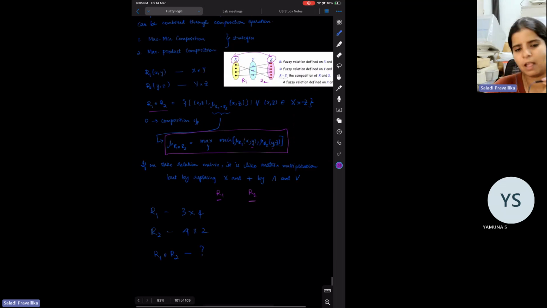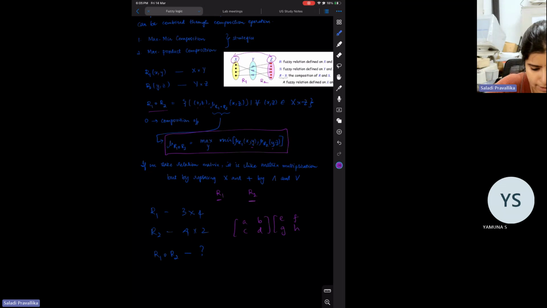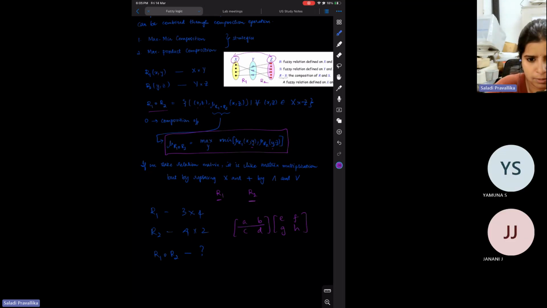When we have these two relation matrices, I hope you all remember how we do matrix multiplication. Just as an example, let us say we have two matrices like this. First we take one row from one matrix and one column from the other. You multiply this with this, and then you add them up. Similarly, AE plus BG and then AF plus BH. Like that you get one entry here, one here. So this is your usual matrix multiplication.